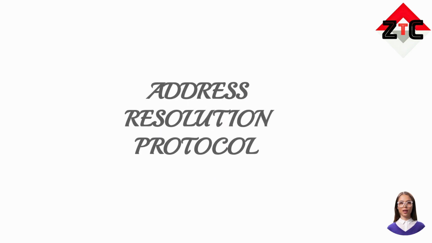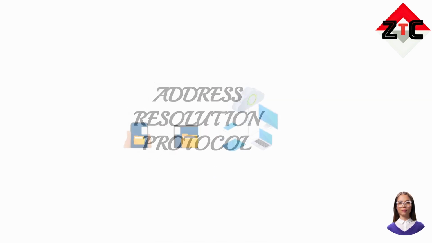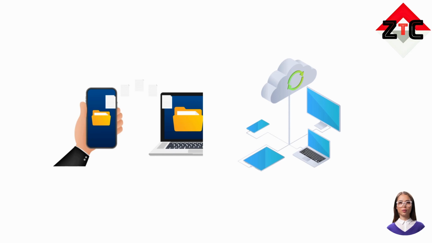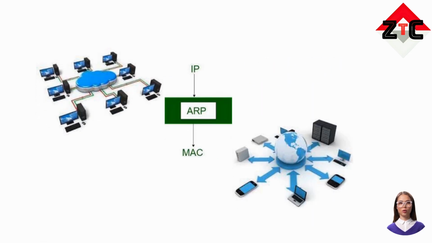In this video we will dive into the Address Resolution Protocol. Ever wondered how your computer sends data to another device on your network, like your printer or another PC? It all boils down to a little protocol called Address Resolution Protocol. ARP is a fundamental protocol used in computer networks. It plays a crucial role in communication between devices within a local network. Without ARP, devices on a network would not be able to efficiently communicate with each other using IP-based protocols.